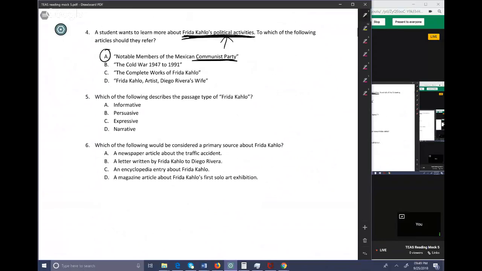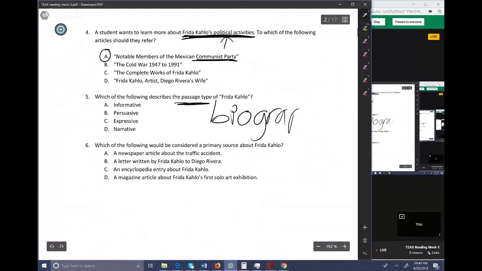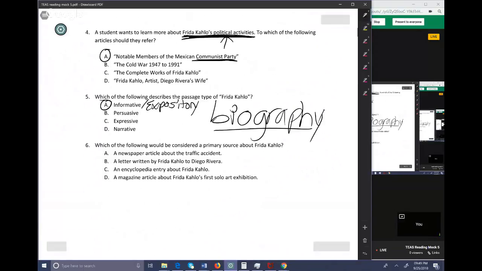Question 5, which of the following describes the passage type? Again, biography. We identified it very early on, and hopefully mock 4 helped you with this. Hopefully as soon as you read this, you thought, oh, this is one of those biographies. That tells you it is informative or expository, because they're the same thing. It tells you it comes from an encyclopedia, and that it has a formal, neutral, third-person tone. So knowing it's a biography tells you all kinds of things, and it's very, very likely that you will have one of those on whatever test you actually end up sitting down at.